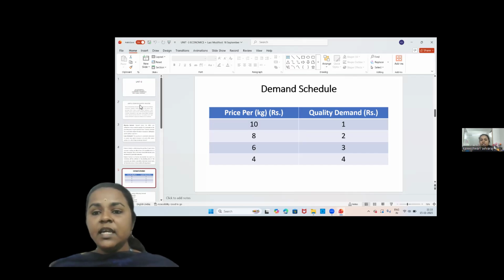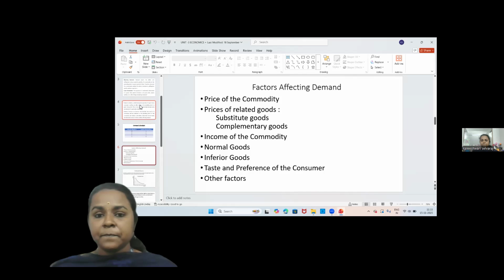Similarly, when the price is 10, the quantity demanded is 1. When the price becomes 8, the quantity demanded becomes 2. When the price becomes even lesser, that is 6, the quantity demanded increases to 3. And when the price comes to 4, the quantity demanded comes to 4. So that means when the price decreases, the demand for the commodity increases.